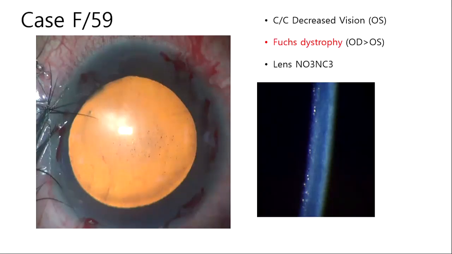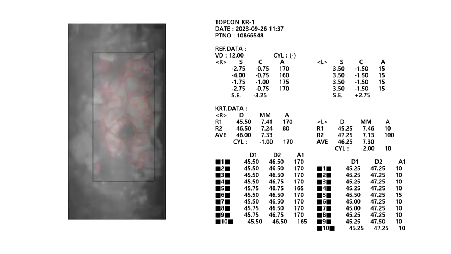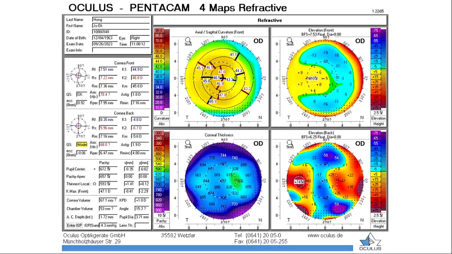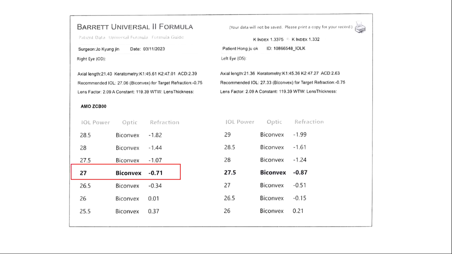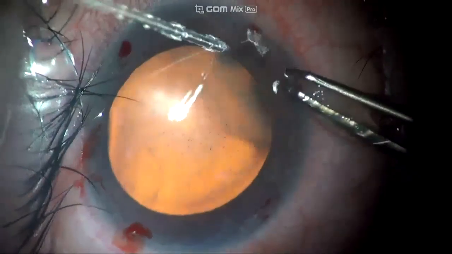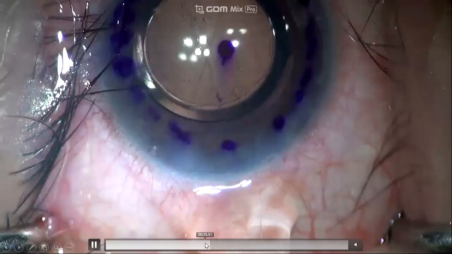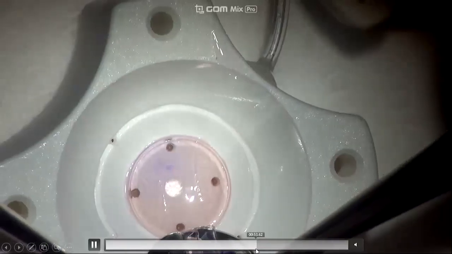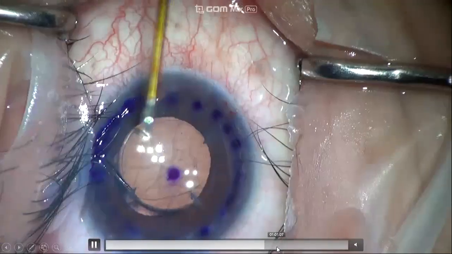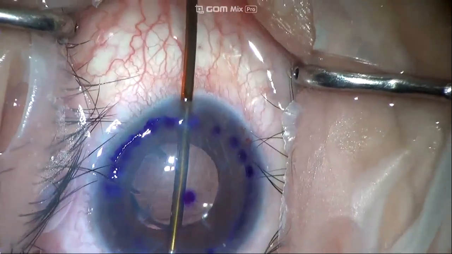This patient is the Fuchs patient I showed in the beginning slides, who has Fuchs and cataract, very advanced endothelial dystrophy. Pentacam shows the corneal swelling. We selected the hydrophobic IOL and a minus 0.71 myopic target. This is the surgery video. In this case, I did the PACO and did a DMEK surgery by a pull-through technique.